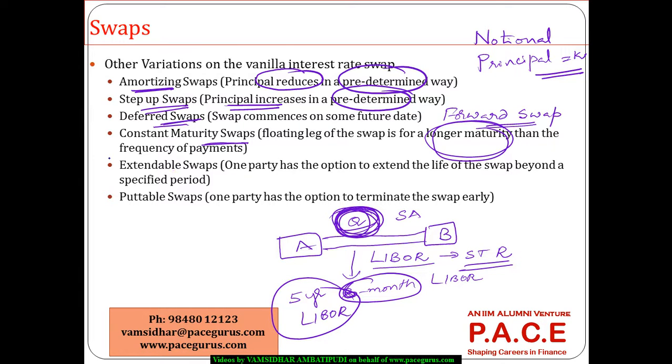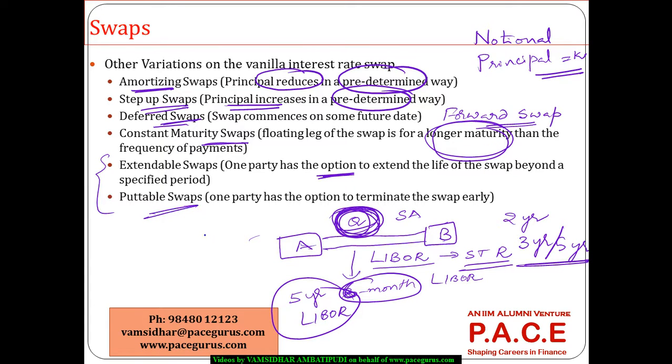Or a couple of more interesting swaps where there is a scope of an option built into it. An extendable swap, where one of the parties, either A or B, is taking an option to extend the life of a swap. Instead of a 2-year swap, now they have the option to see whether it can get converted into a 3-year or a 5-year maturity kind of a swap.